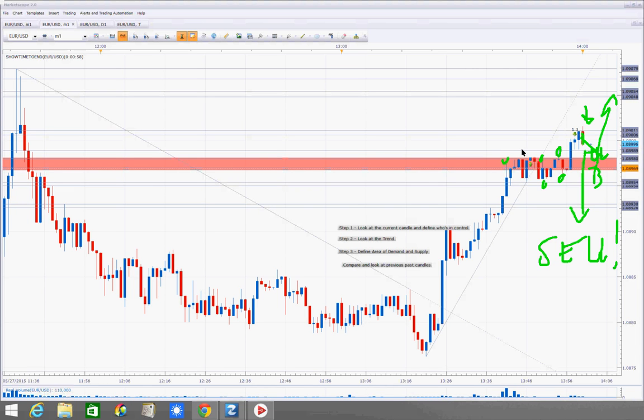Because you only have two options. You create a new higher high again, or a lower high. Back to the level of demand. Alright, price is approaching a level of demand, then what are you going to do?